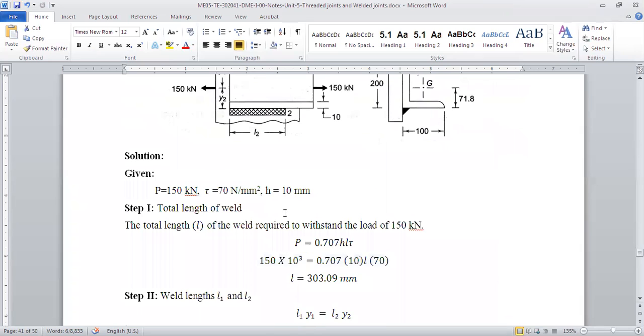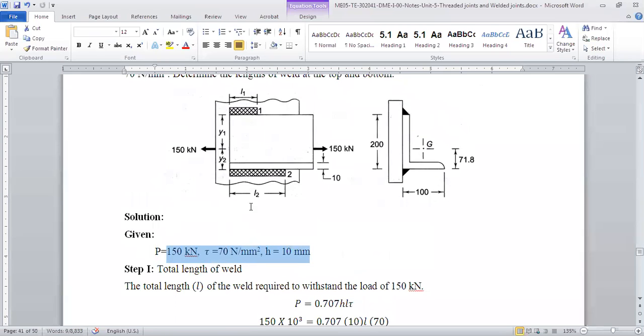Okay, so let's calculate now the total length. The load given is P = 150 kilonewton. Tau we have noted all these down. H is the thickness of the angle, which is equal to the thickness of the plate, which means that will be the thickness of the weld also.